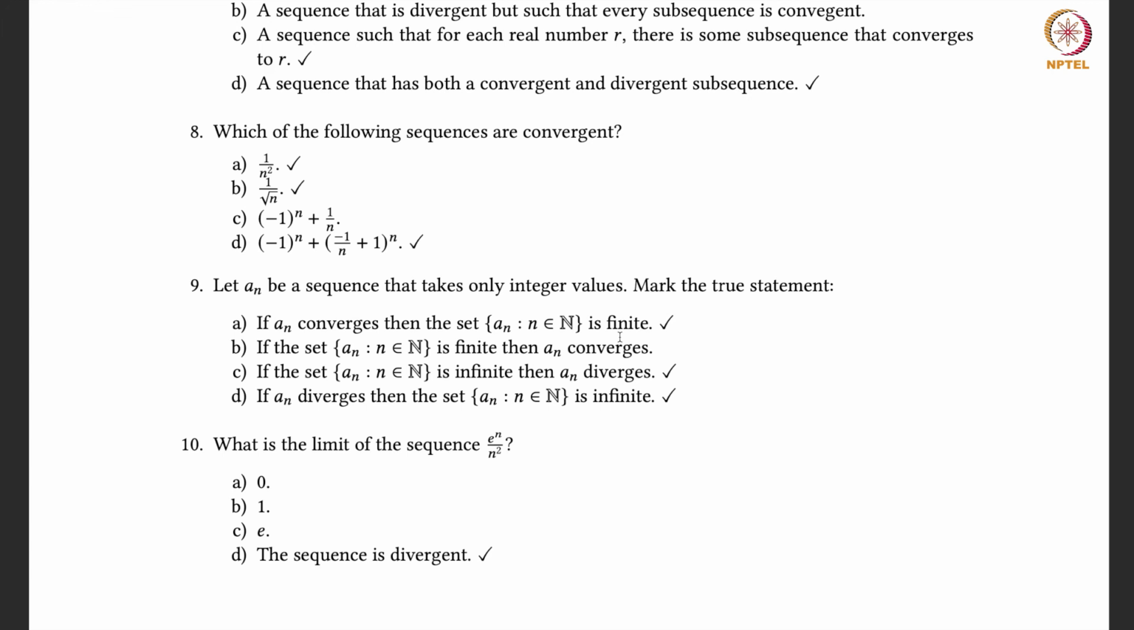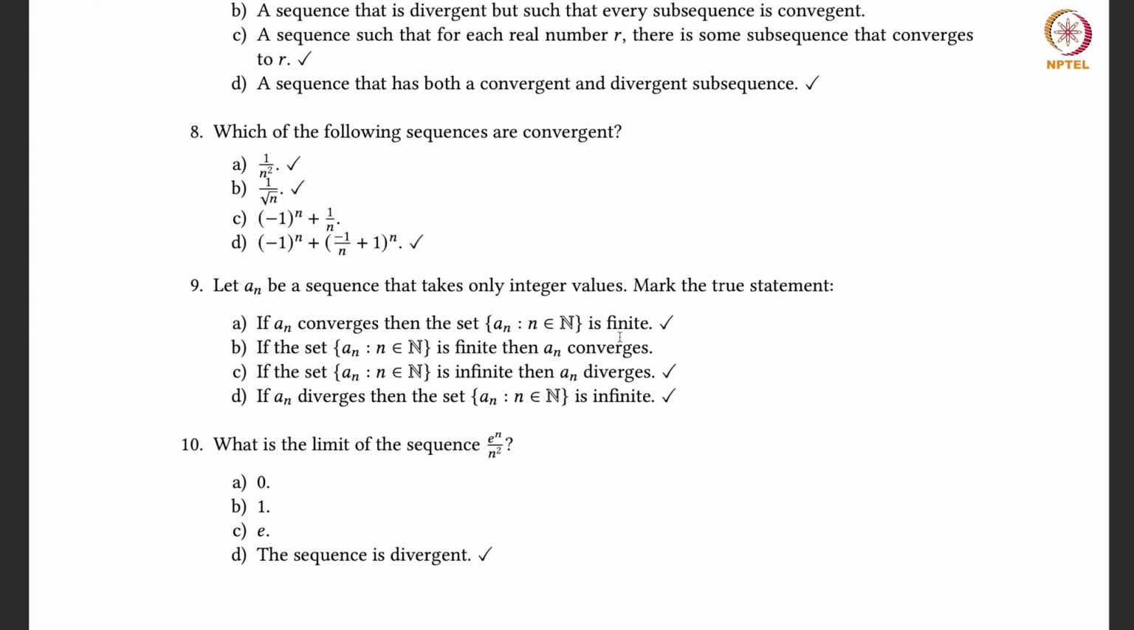B: If the set {a_n : n in N} is finite, then a_n converges. This is not true. You can just consider (-1)^n. This just oscillates between 1 and minus 1. Therefore, the set will consist of just two elements, 1 and minus 1. Obviously, this is a finite set, but a_n does not converge.